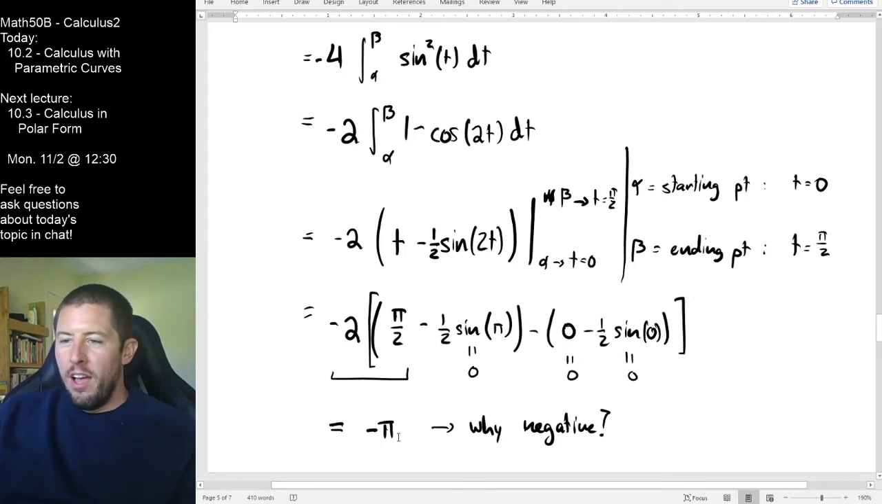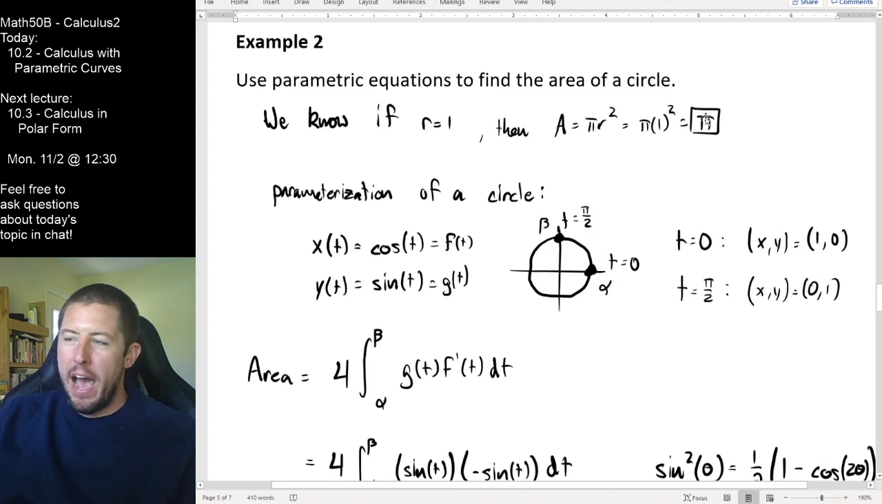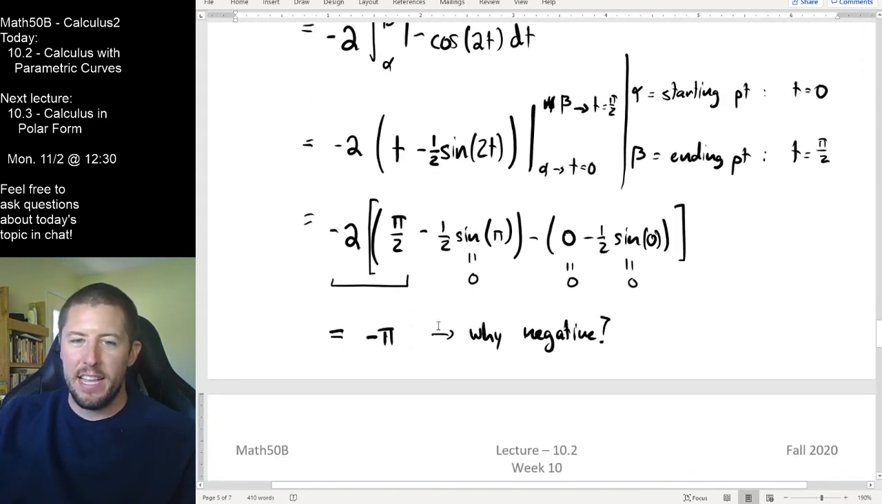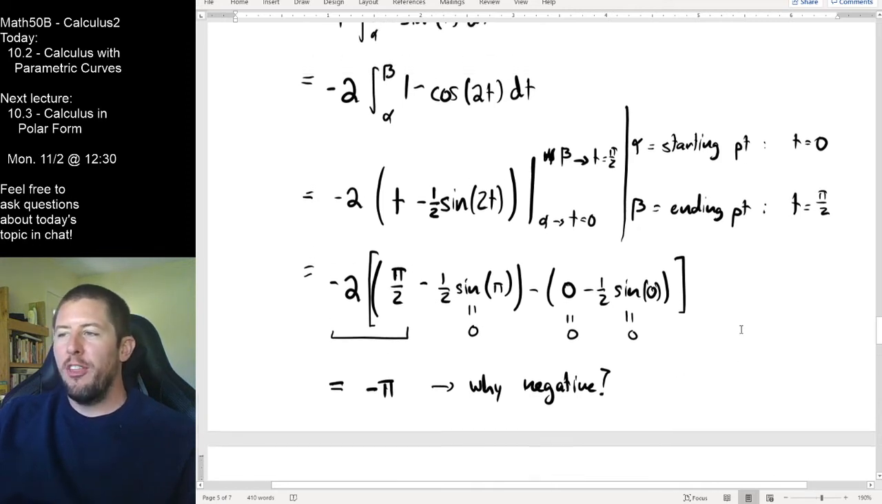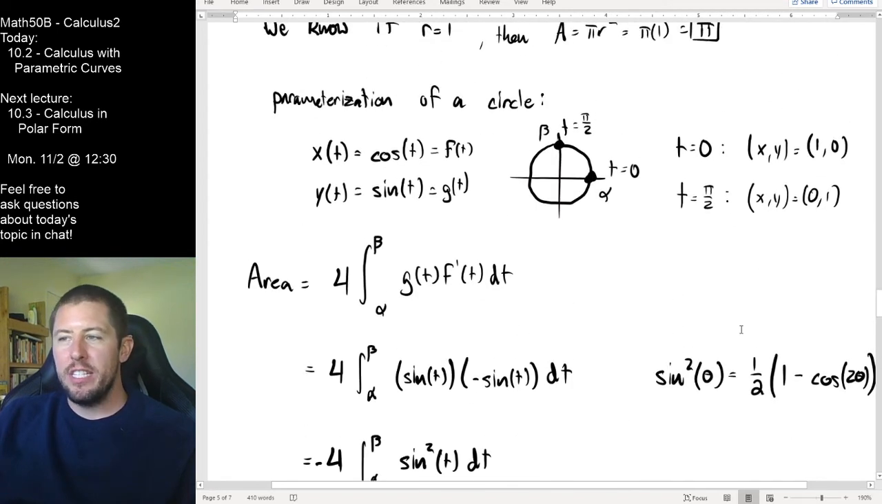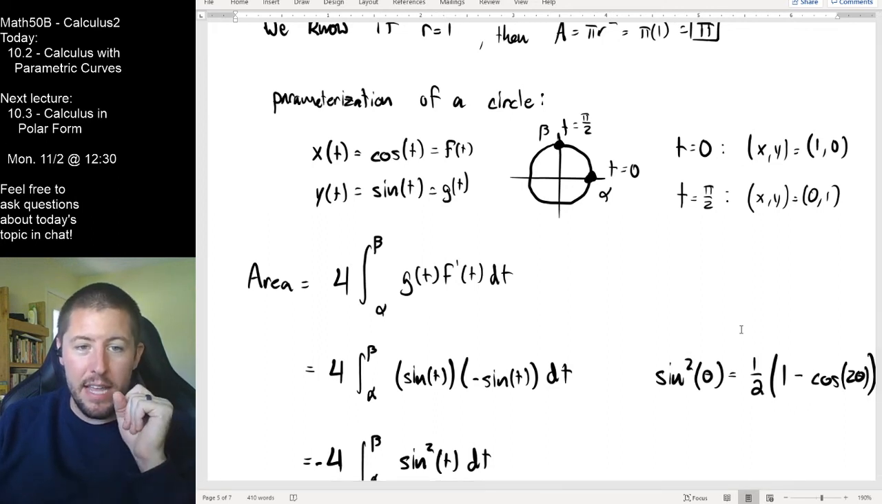So what happened here? We thought we knew the answer to be pi, and I just did all this work, and I'm convinced that we're onto something because I sort of got pi, except I picked up a negative. Why did I pick up a negative right here? The reason we got a negative is because what we really just did is integrate not from, and by the way, make a distinction here, I'm about to say A's and B's, not alpha and beta.